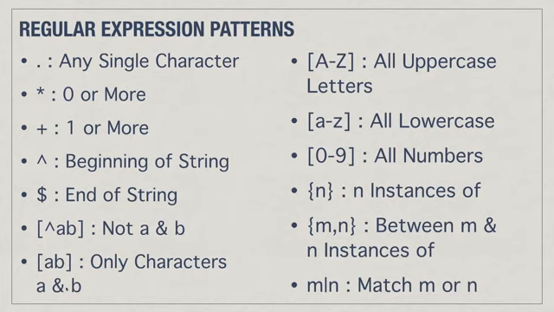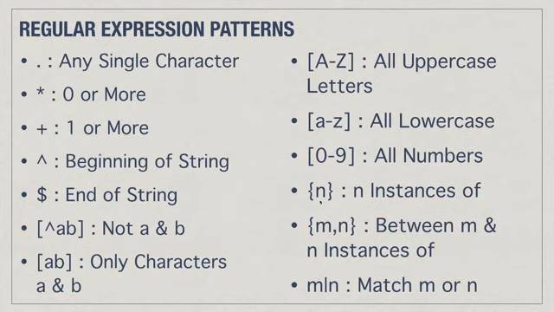Anytime you want to match, like for example, the characters A and B, just put them inside of brackets. And if you want to match anything except A and B, put the caret symbol inside of there. This guy's going to match all uppercase letters. This is going to match all lowercase and all numbers. If you put a caret in there, it'll match anything except those things. And if you use the curly brackets and N after something, it's going to match N instances of whatever it is.